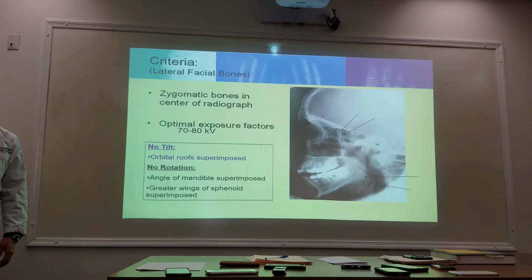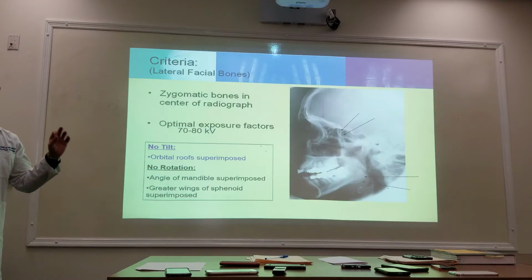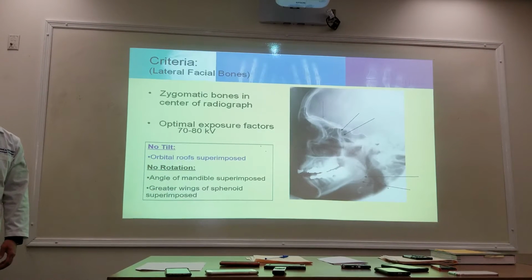Collimate to the area of interest. Again, collimating reduces any radiation exposure. It also gives you more of a black and white image.